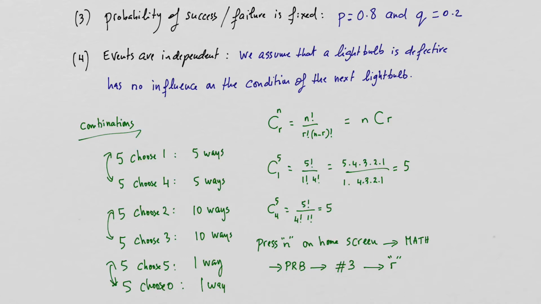Well, you already typed 5, didn't you? So when you get to math, then probability, and you get to number 3, click on it, and it's going to enter C for you. And then just type 4, which is our r, and enter. That should give you the answer, okay?